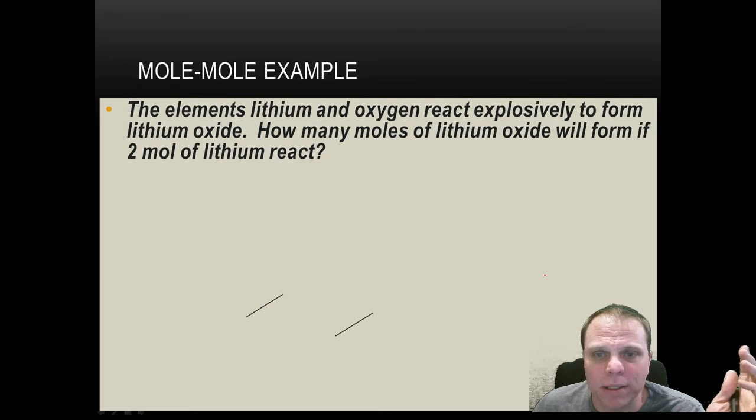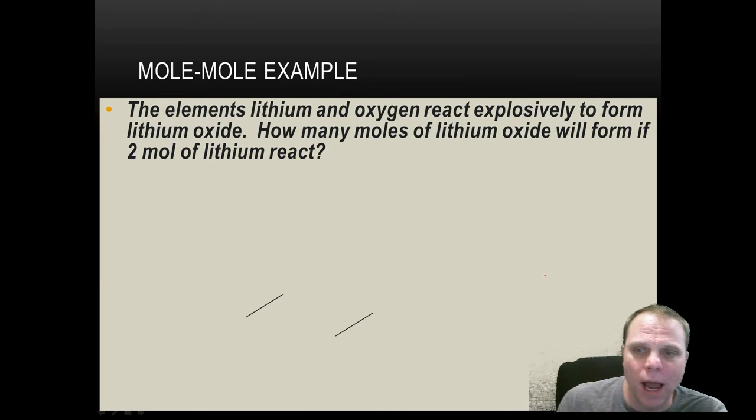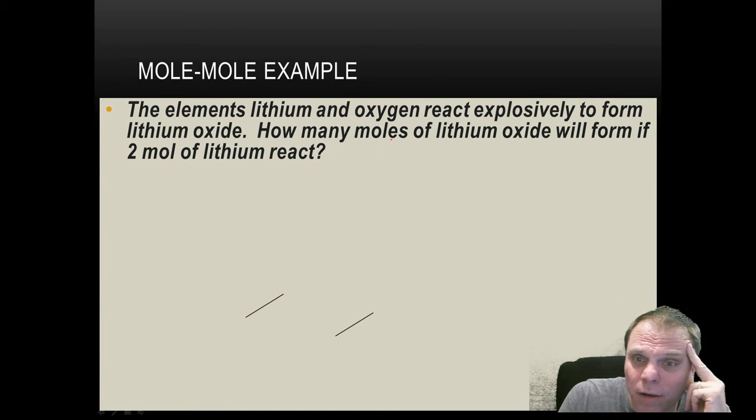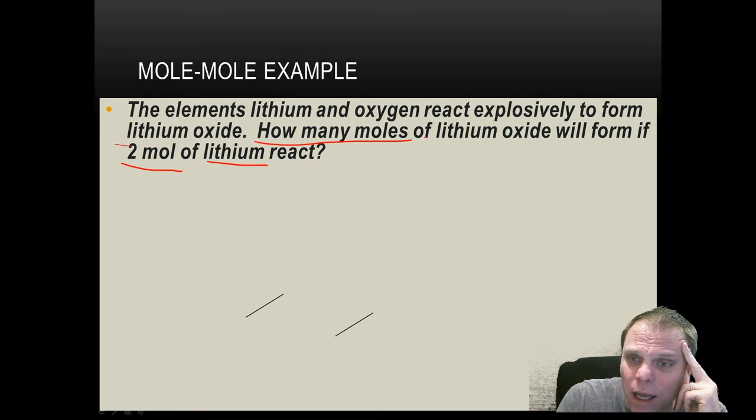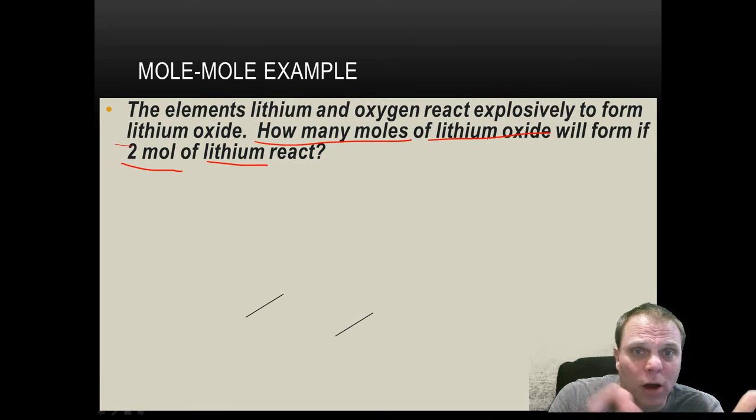So let's say we have an example here. We've got lithium and oxygen reacting explosively to form lithium oxide. How many moles of lithium oxide will form if 2 moles of lithium react? Okay, so we can again see what our given and our unknown are, right? It's giving us 2 moles of lithium, and it's asking us how many moles of lithium oxide, and so that's our unknown. So we're asking to go from mole to mole.